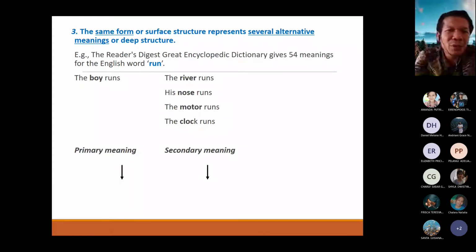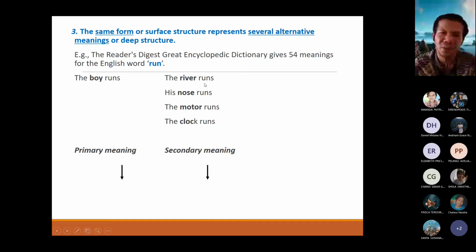In language also, while we are studying about the word, the same surface structure represents several alternate meanings or deep structure. If I'm not mistaken, last week I talked about this. The examples: the word run. We put the word run into different sentences, as you see from the four sentences on your monitor. They have different translations.